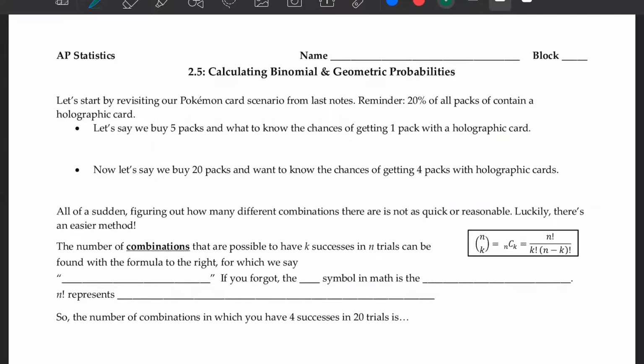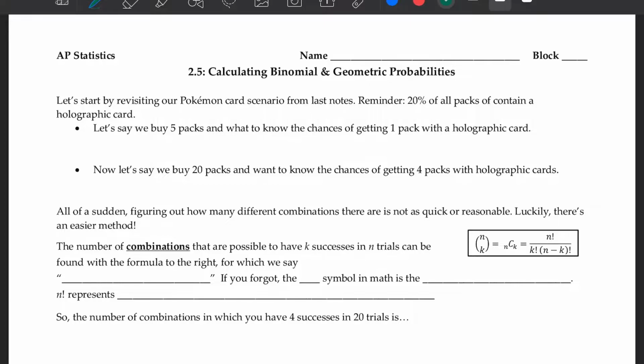Hello and welcome to video 2.5, where we're actually going to do some calculating with binomial and geometric probabilities. We talked last time about the different settings, what's the difference, sort of what keywords to be looking for, and then got a little bit into how you would calculate these things. Some of them by hand aren't too bad. Some of them we're going to probably want to take a look at what our calculators can do.